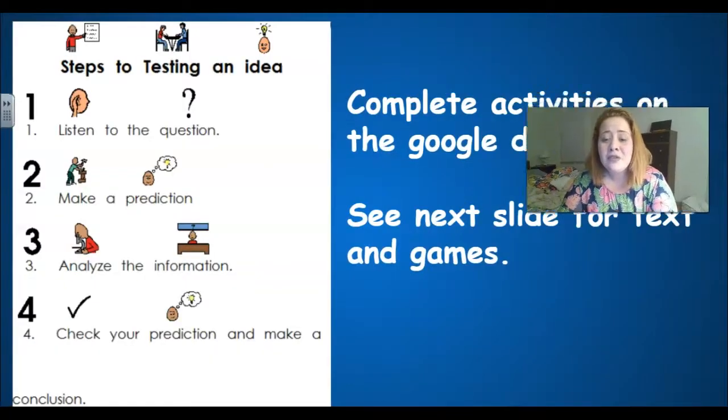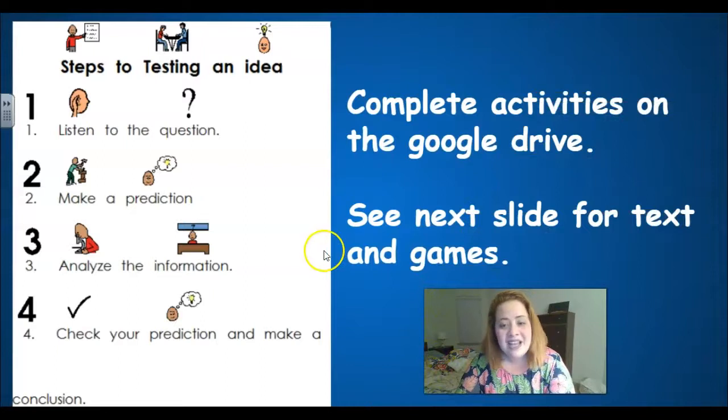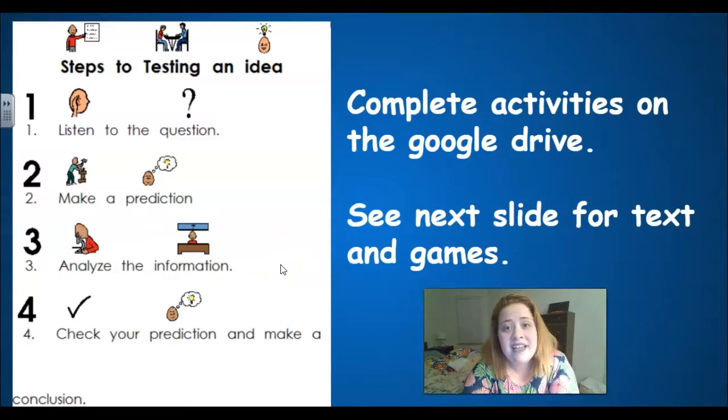Next, I would like you to go to the Google Drive and complete some of the activities that you see there. One of the activities that you will see is a book from Reading A to Z and a graphic organizer that you can use to talk about the different parts of the story. If you would like to do this with me, you can continue to the next video in the playlist. There you will find me doing the activity with you.